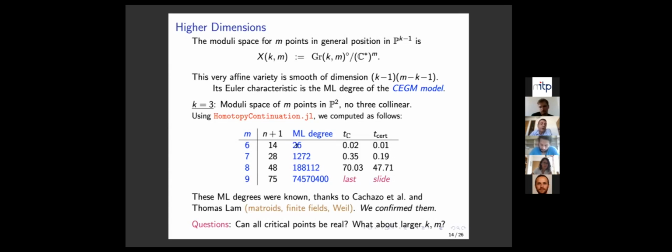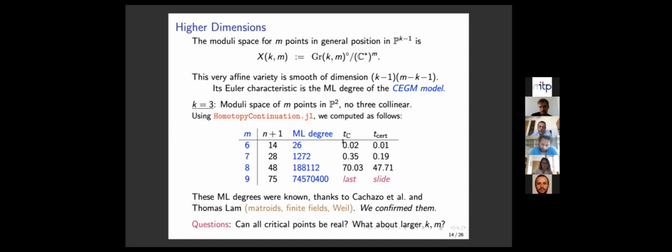These are the known values for the maximum likelihood degree. So it starts with 26. This first got me hooked when I saw a paper by Freddie and Nick and collaborators. I saw the number 26 and that got me hooked. And then I learned it goes to 1272, 188,000. And then for 9 points, it's already 74 million.